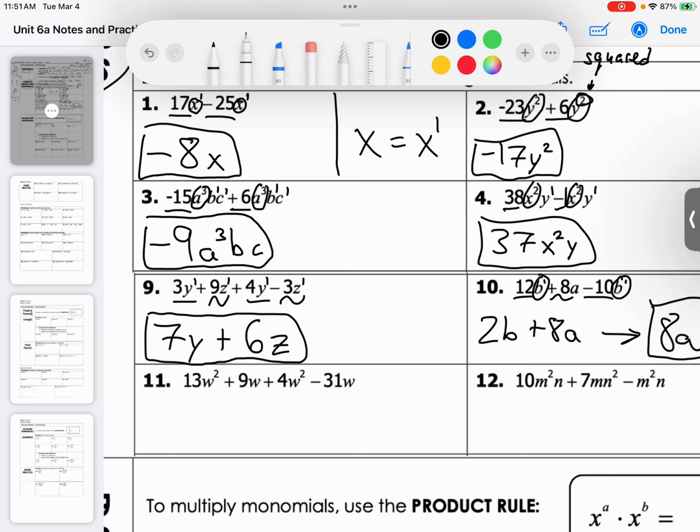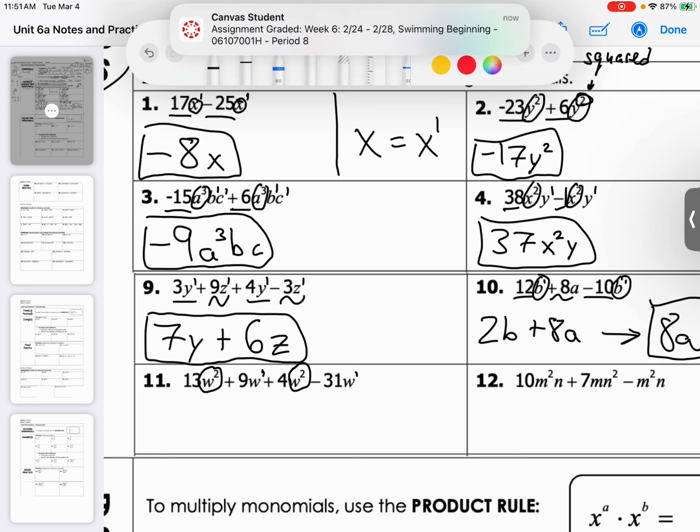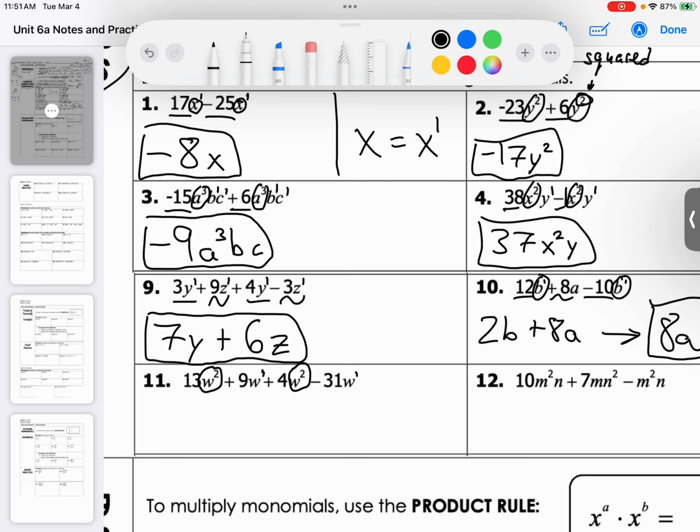The first, number 11, we look at all of these terms. They do all have w. I do see w for all of these. However, they do not have all the same exponent. Some of them have w squared, like these two, and some of them have w to the first power, like these two. And so, even though they do all have the same variable, they do not all have the same exponent. We can't combine them all together.